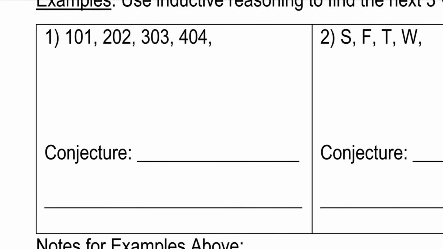Alright, so let's do this. So number one, I got to figure out the pattern. I'm trying to find that's inductive reasoning. Find the pattern. Okay, so this one's a little easy. If I go from the first one to the second one, I'm adding 101. Okay, I go from 202 to 303, I'm also adding 101. Okay, so that's my pattern. So I'm going to go ahead and write that. My conjecture, my conclusion I think is going on, is I'm adding 101 to each number.